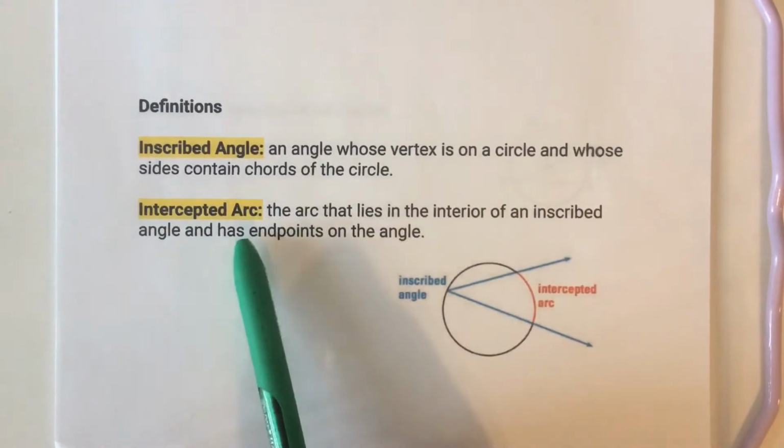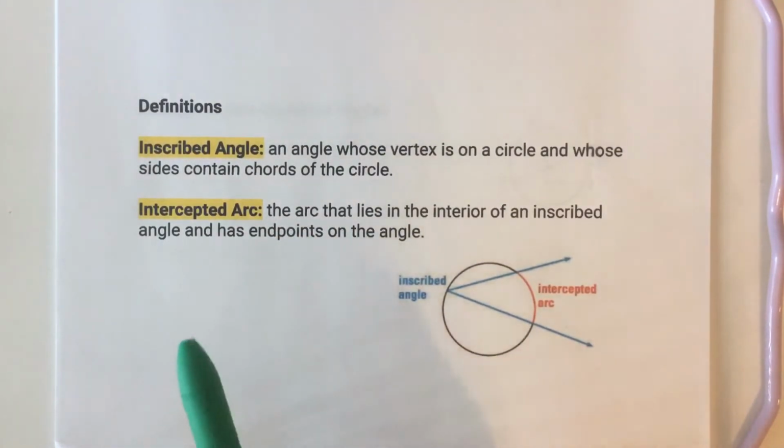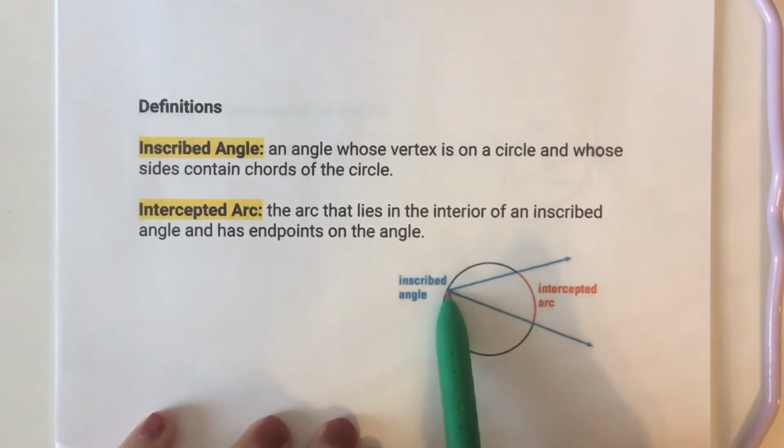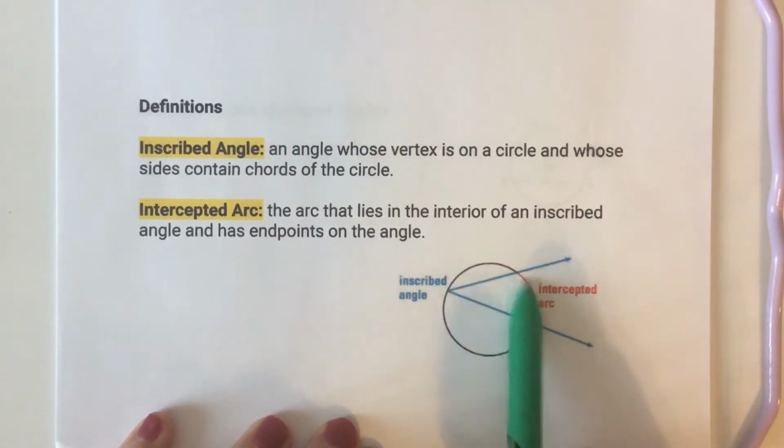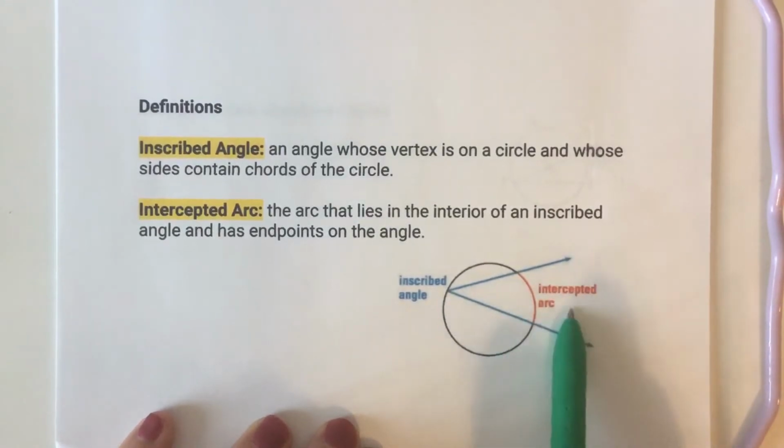And our next definition is an intercepted arc, which is the arc that lies in the interior of an inscribed angle and has endpoints on the angle. Looking at the picture down here, we have our inscribed angle and the sides of the angle extend out here. The arc that's created where these two endpoints are, we call our intercepted arc.